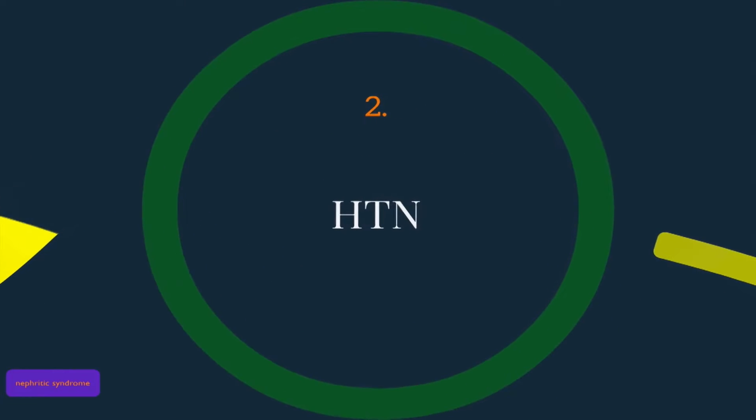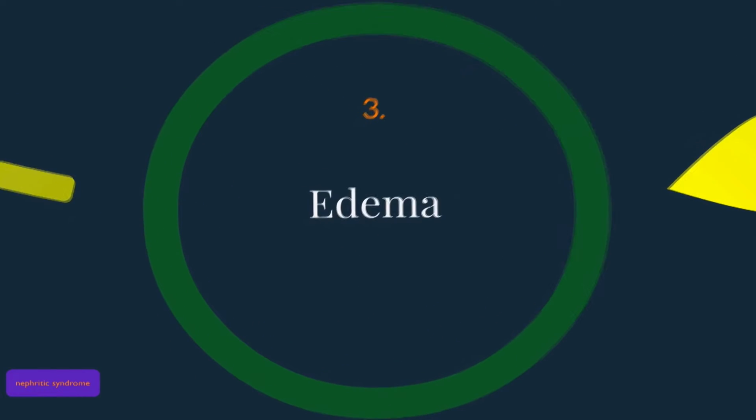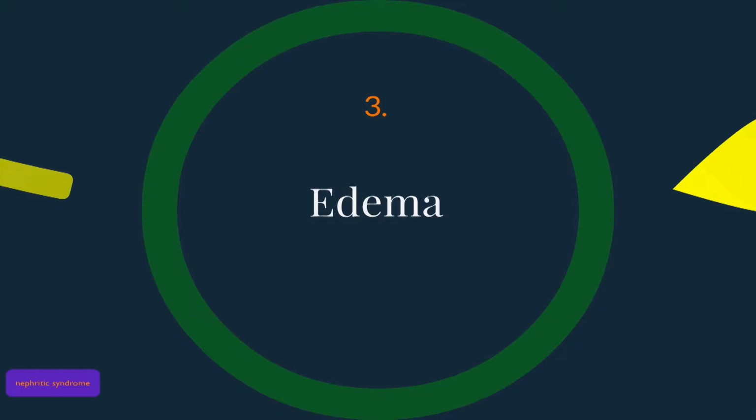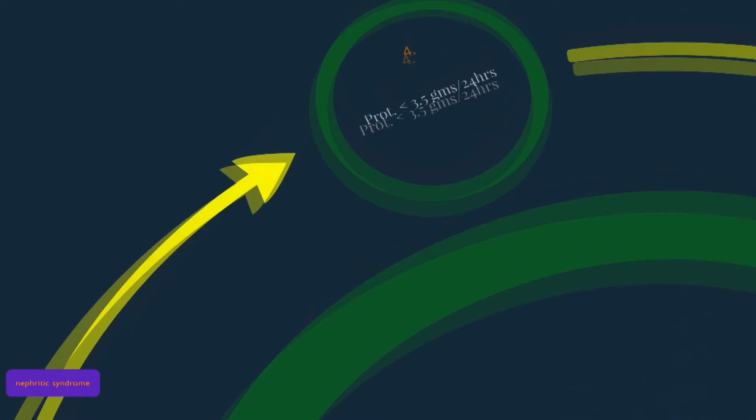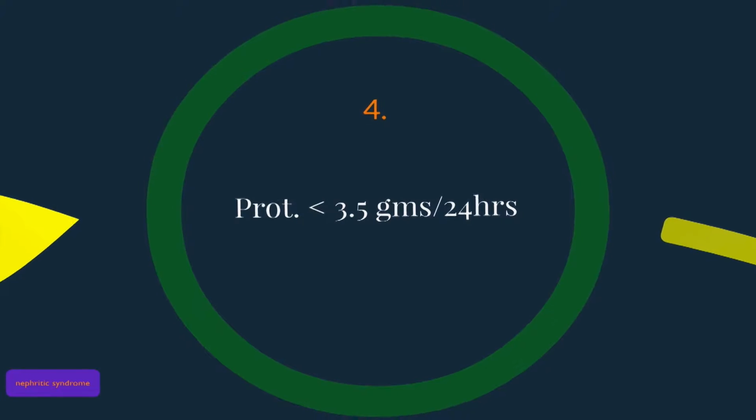Patients with nephritic syndrome also present with hypertension. This is because of swelling or inflammation of the glomerulus, particularly in the juxtaglomerular apparatus. Edema can also be present in these patients, although it's not a major feature, but can be present. And proteinuria of less than 3.5 grams per 24 hours, often between 1 and 2 grams, the opposite of nephrotic syndrome.